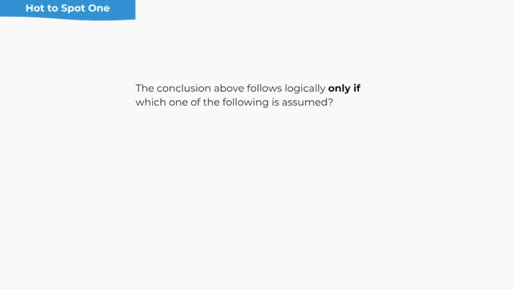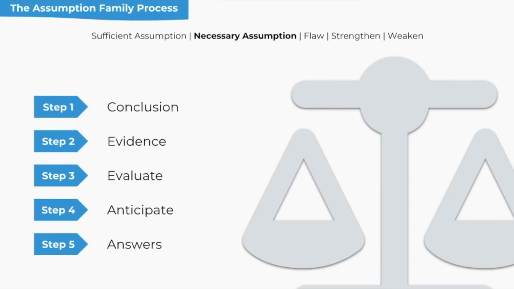Or the conclusion above follows logically only if which one of the following is assumed. So the word assume tells you that you're on an assumption question, and the words only if tell you that it's a necessary assumption question. Or the argument above is most vulnerable to the criticism that it takes for granted. So this argument takes something for granted. That's like assumes it to be true. And there's no other language that suggests sufficiency or necessity. So this automatically becomes a necessary assumption question.